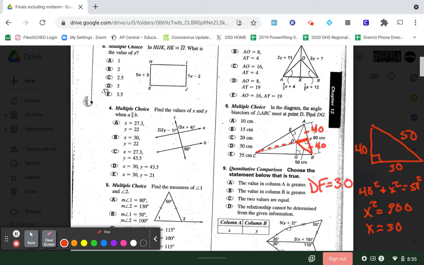So we want DG. Oh, but now we know that the spot where the perpendicular bisectors meet, any point on the perpendicular bisector is the same distance away from both sides. So that's actually going to be 30 there as well. That was a rule about angle bisectors. Angle bisectors go right down the angle, so the distance to the sides is going to be the same at any point.